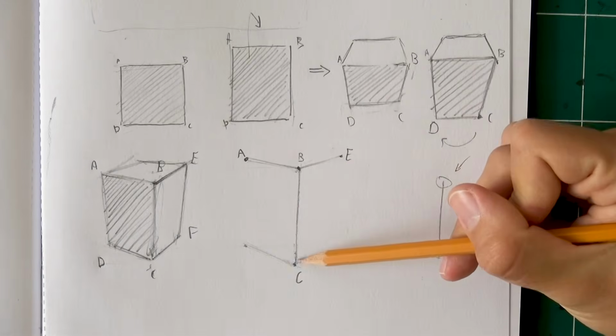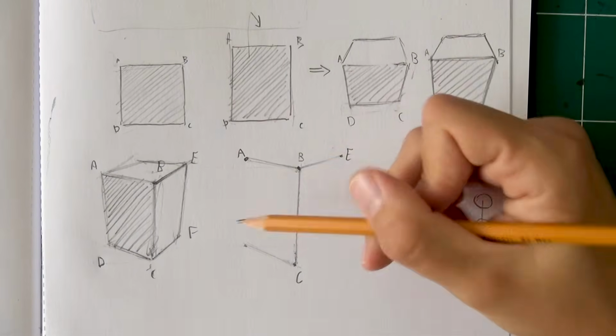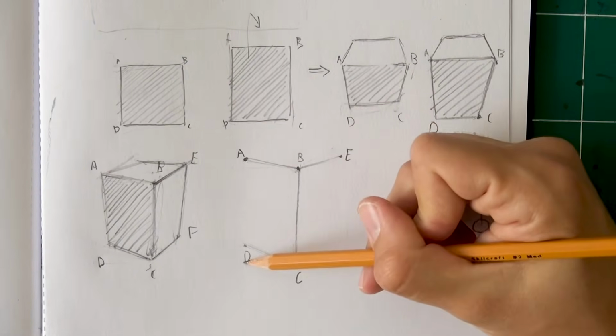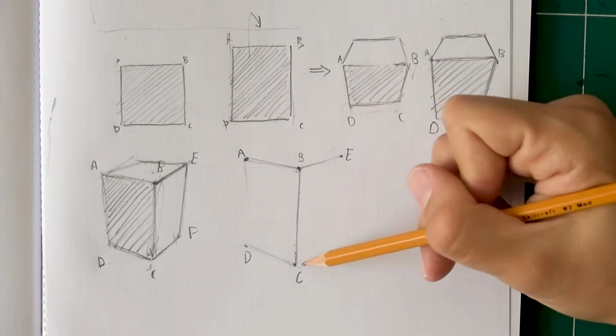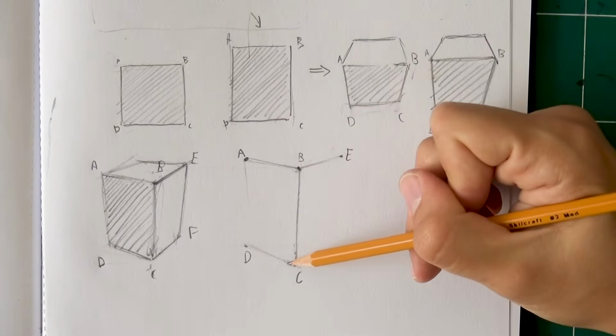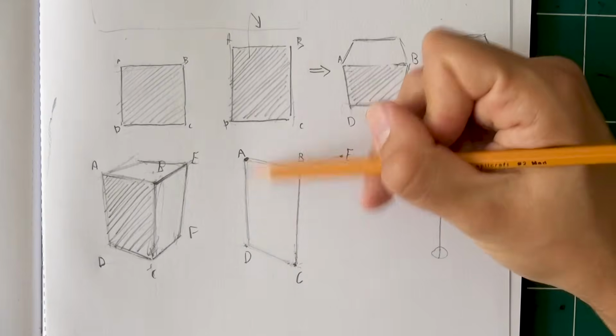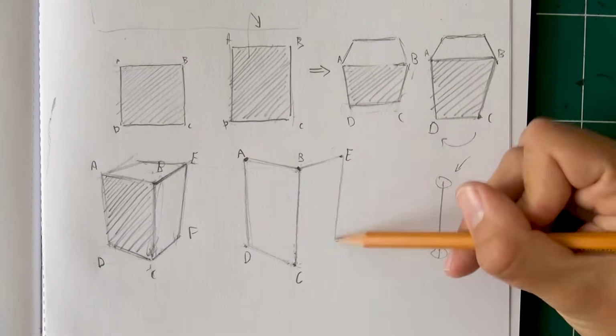Now, this line is longer than this line, and also remember that A is closer to us than D. So, and DC is shorter than AB because it's farther. Okay, I hope that makes sense. I know it may be extremely complex. Sorry if it's not a clear explanation.